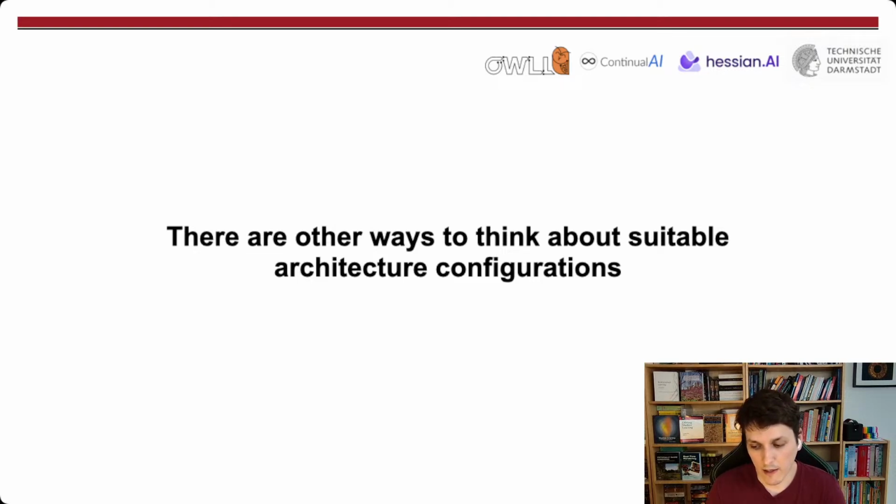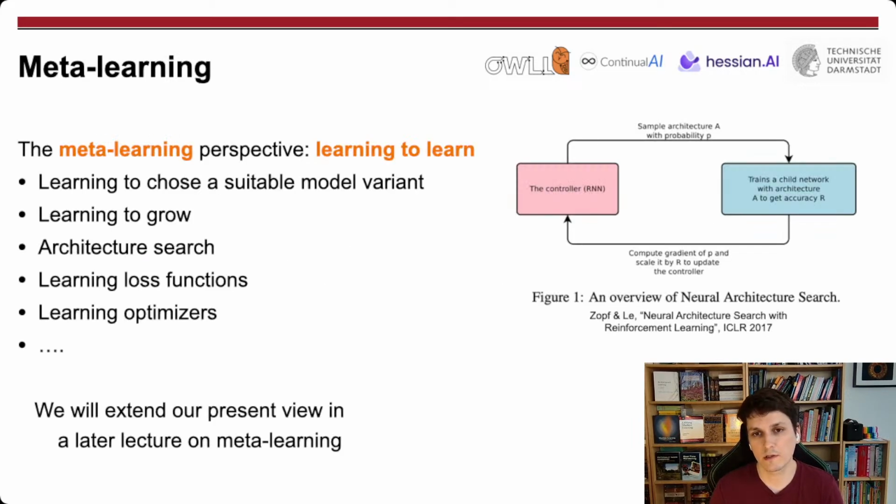And with that said, there are actually other ways to think about suitable architecture configurations in general, not just in terms of the implicit perspective, as I've called it, and the explicit perspective, but approaching this from a completely different perspective, which is very often referred to as meta-learning. And meta-learning is frequently called learning to learn. We could think about this for neural architectures, as we've discussed today, in the sense of the loop, for example, that's shown on the right-hand illustration.